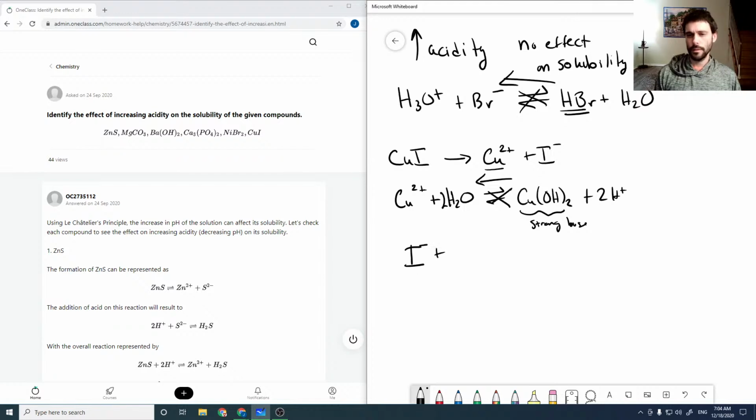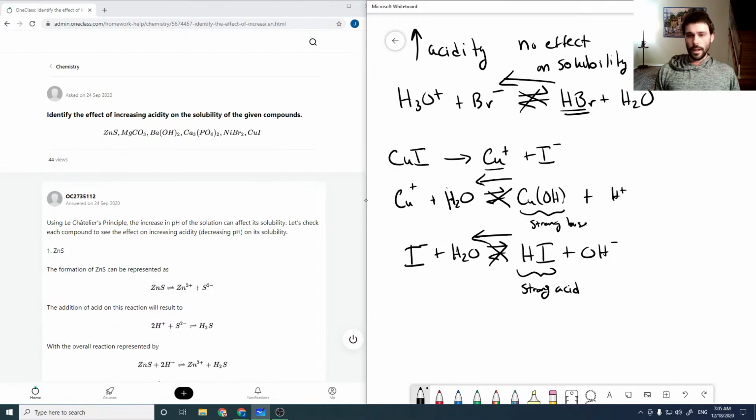And then I minus plus H2O, and not copper 2 plus, which means this would be just copper plus, and it's actually just a single OH, and I don't need these 2s. Sorry about that. So again, H2O with I minus is going to give us HI plus OH minus. That's a strong acid though, so it's not going to go both ways. It's just going to go backwards. And so this is a neutral salt, which means that increasing our acidity will have no effect on solubility.